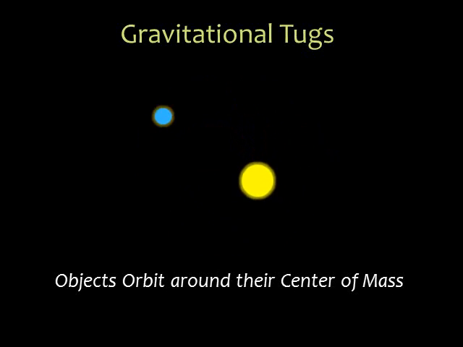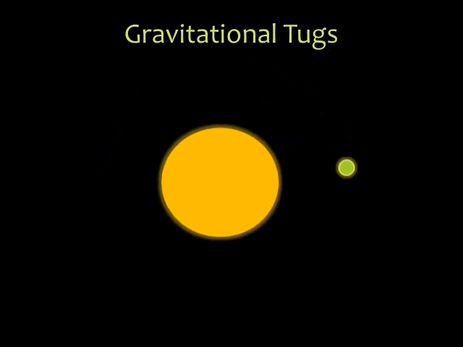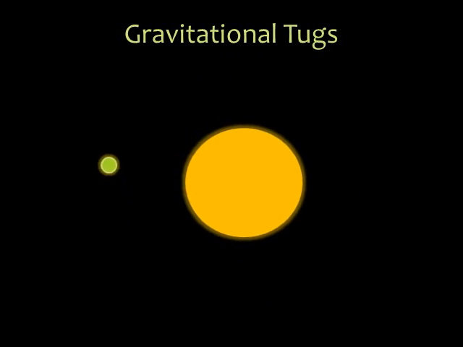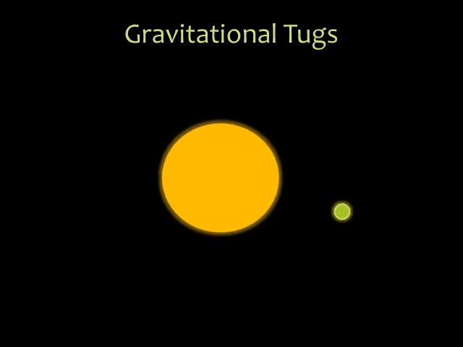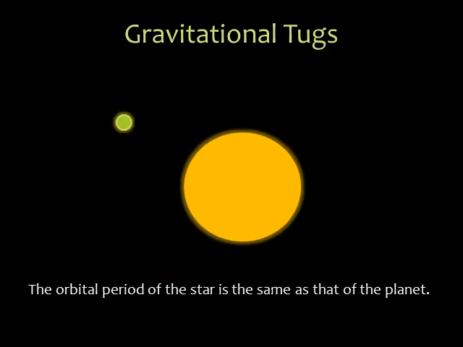The idea that objects orbit their common center of mass holds even for the Sun and planets. It's just that the Sun is so much more massive than the planets, so that the center of mass between the Sun and any planet actually lies inside the Sun. Consider a star and a single planet. The star is still orbiting around the planet, even if the center of mass is inside of it, and the planet is still orbiting around the star. Also, the orbital period of the star is the same as that of the planet.